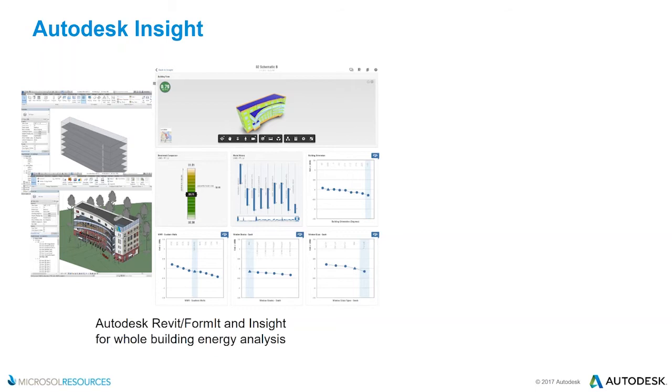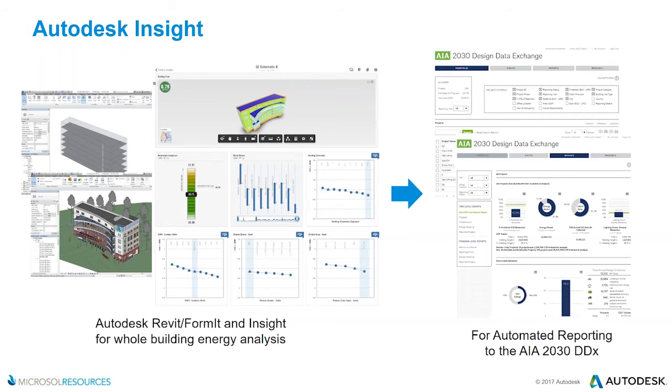In addition, there's one additional thing that helps you with the 2030 challenge and the 2030 commitment, in that we also have a link directly to the 2030 DDX. So if you're currently doing manual reporting, that takes time, and everyone's got to do it through a spreadsheet or something like that. Here we have a way to directly link from your energy model for your project to the DDX, and I'm going to show you that here today.